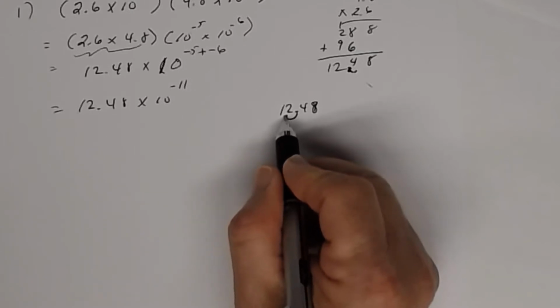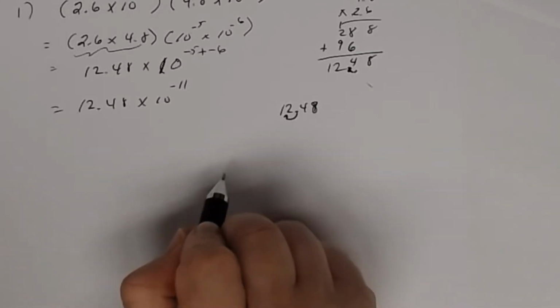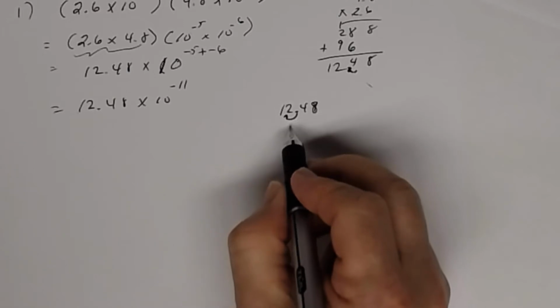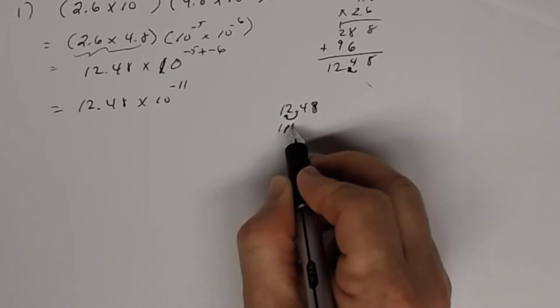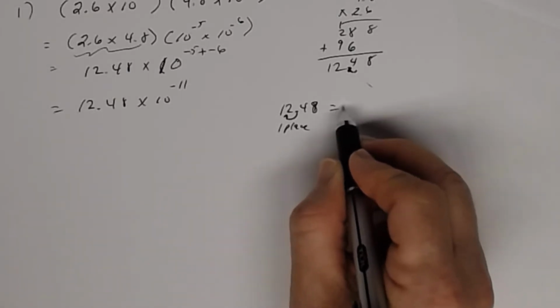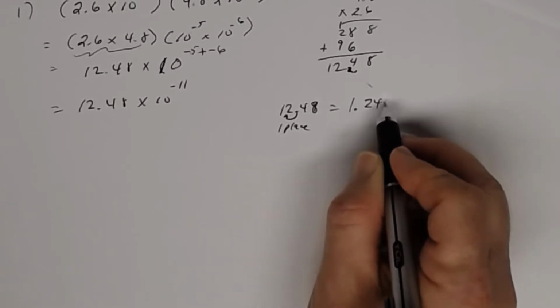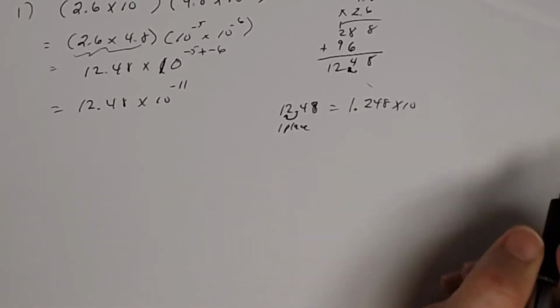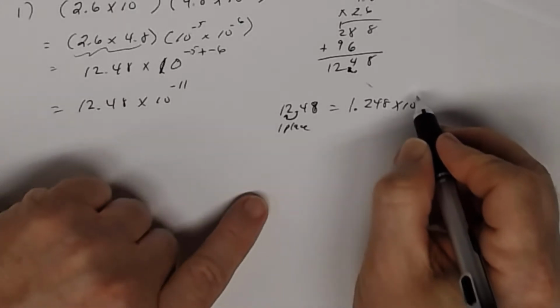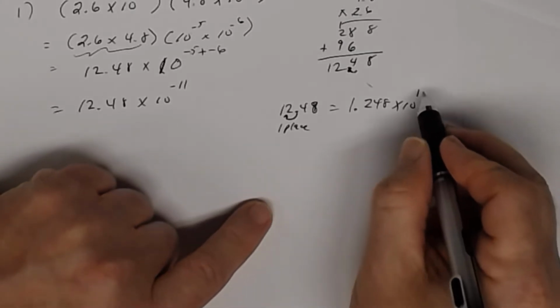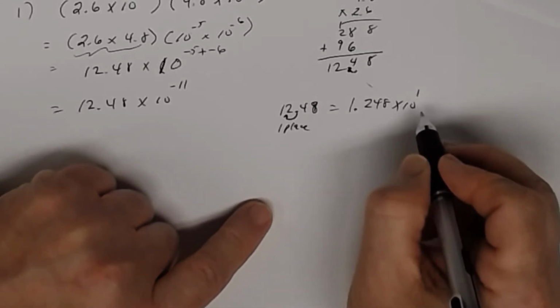So you have to move it to the left because you want only one digit in front of that decimal point. Since I moved to the left one place, this becomes 1.248 times 10 to the, and remember I moved it one place and put a 1 here. Then think, is this going to be a positive 1 or a negative 1?